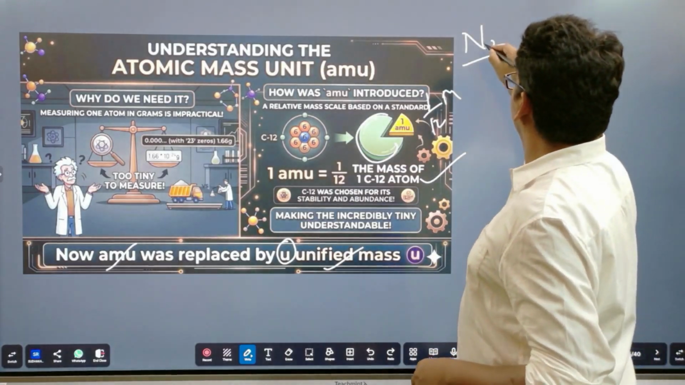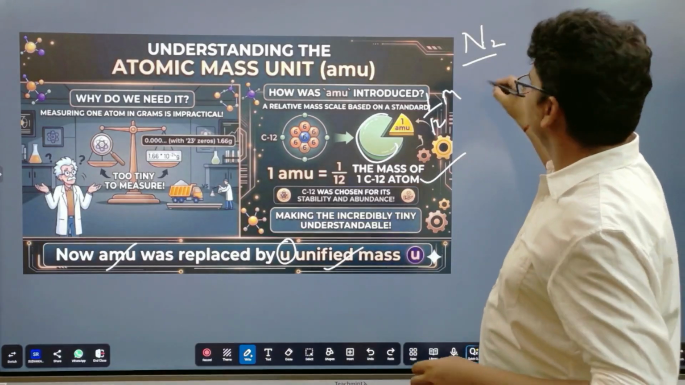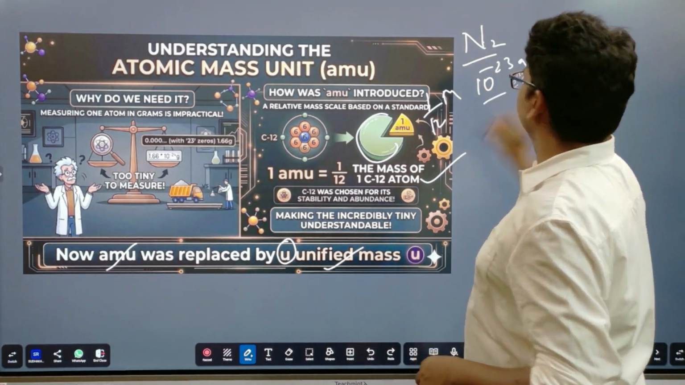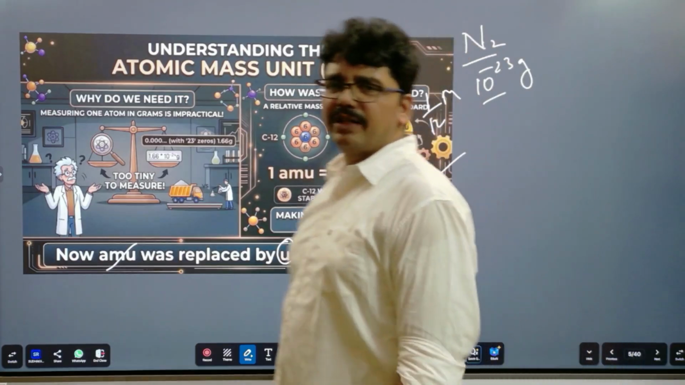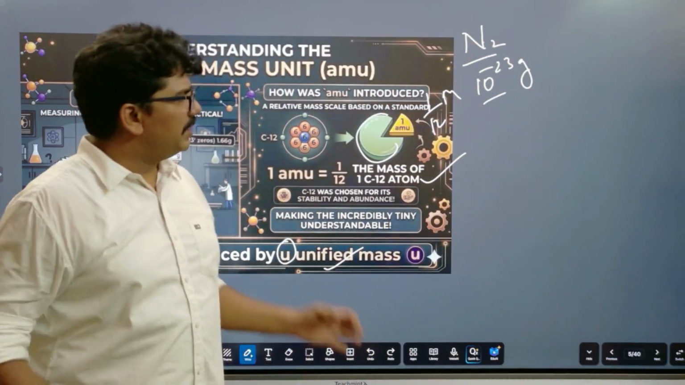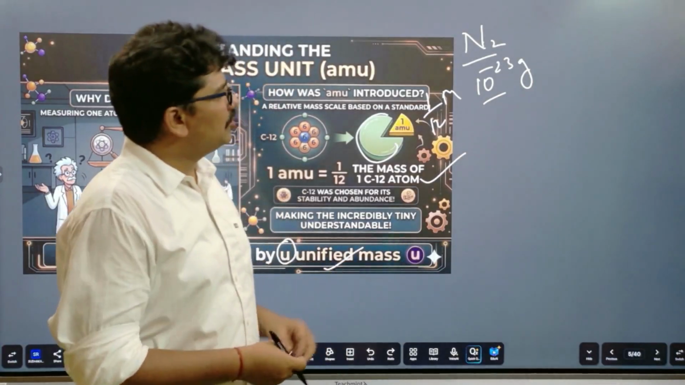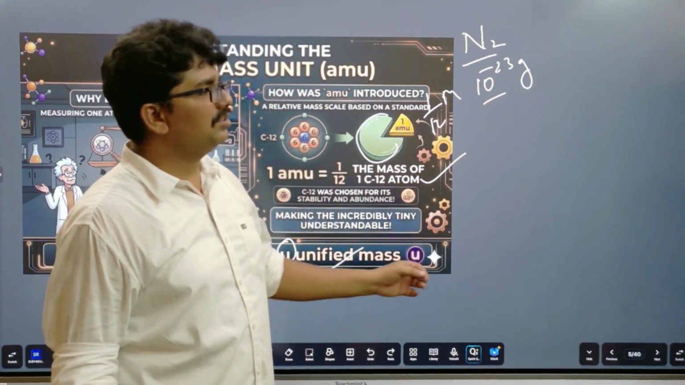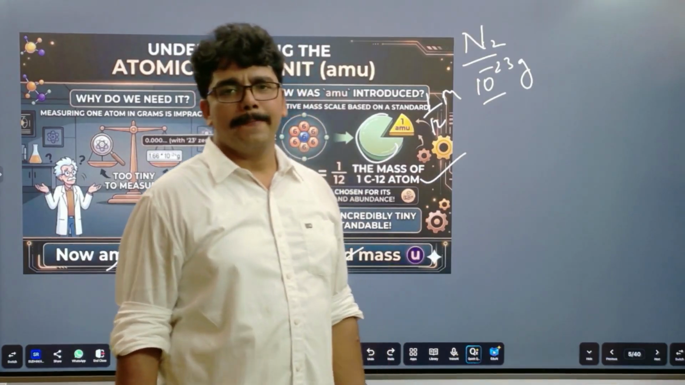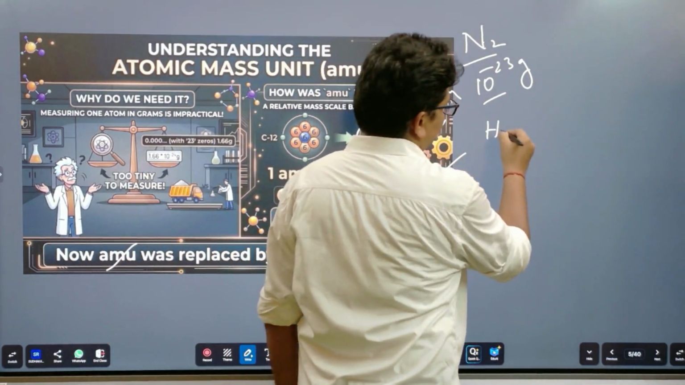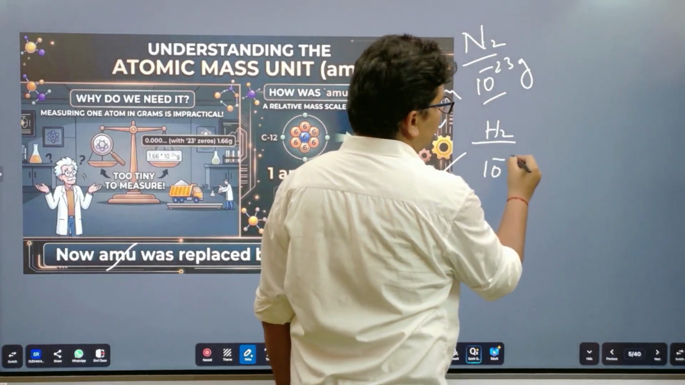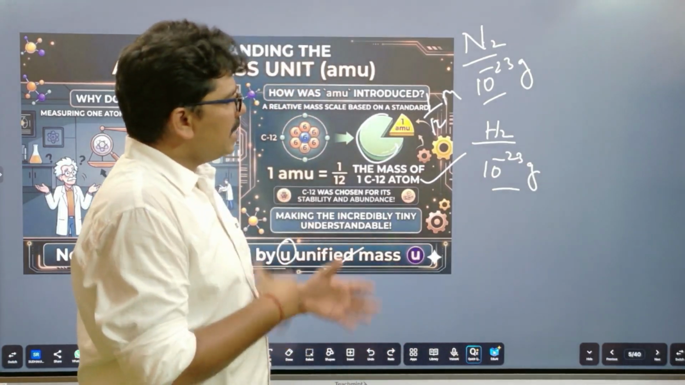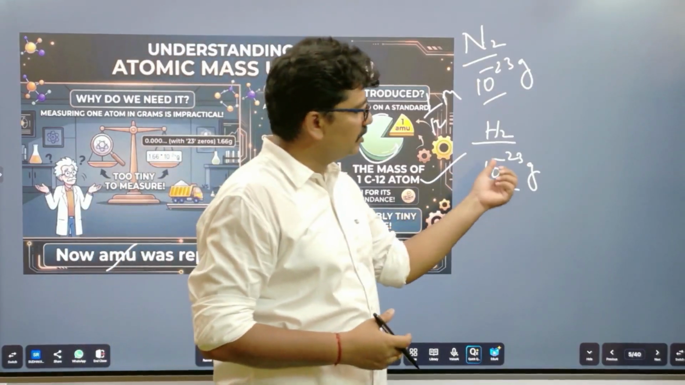Nitrogen. One molecule of nitrogen is around 10 power minus 23 grams. One molecule of nitrogen is 10 power minus 23 grams. So it is difficult to do calculations with such a small number, 10 power minus 23 grams, 0.00000 like that. Or take one hydrogen. One hydrogen is also in terms of 10 power minus 23 grams only.